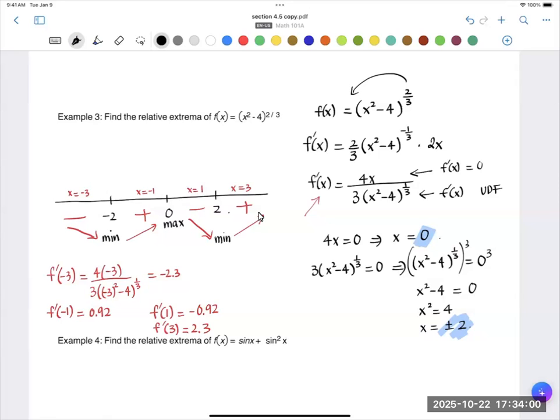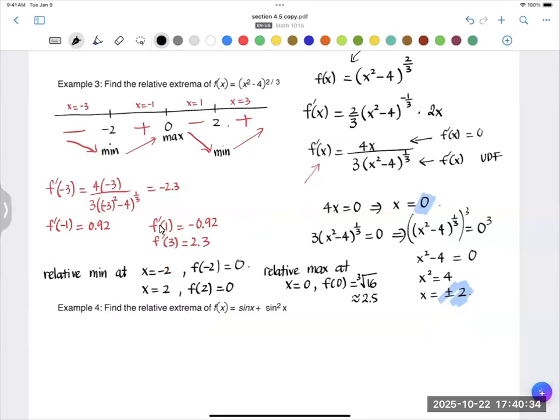Now we're going to find out the min value, max value, and min value at these points. Then we can conclude that there is a relative min at x equals negative 2, where f of negative 2 is equal to 0. By putting negative 2 into the function, we have 4 minus 4, which is 0. Similarly, f of 2 is 0. So we have 2 minimums and 1 relative max at x equals 0, which is the cube root of 16, or about 2.5.